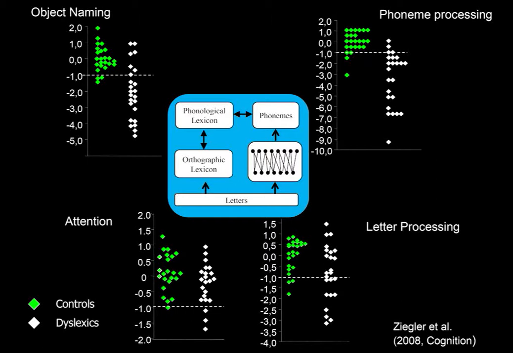So you find every kind of combination of deficits, but if we feed the model these deficits, it will predict their reading outcome on irregular words, non-words, and so on. But I don't have the time to talk about this, but this is already published.